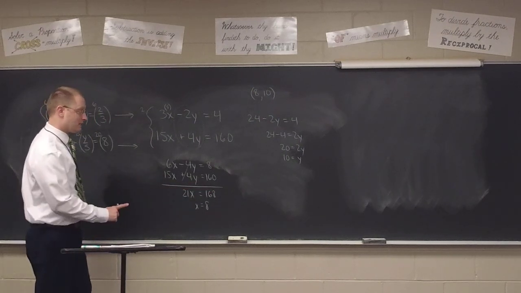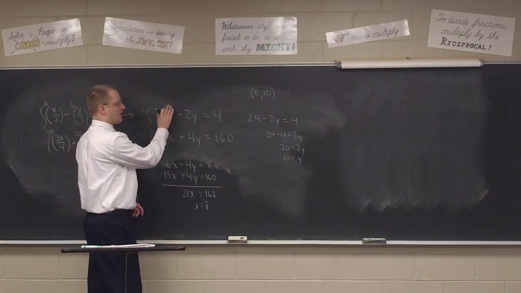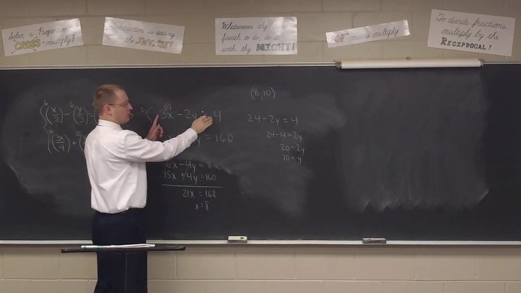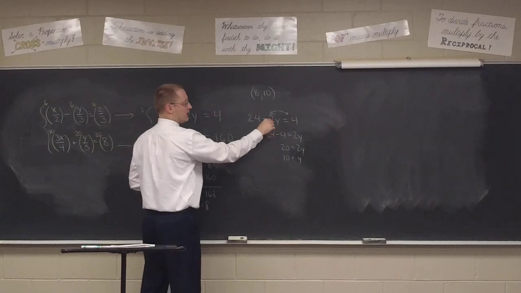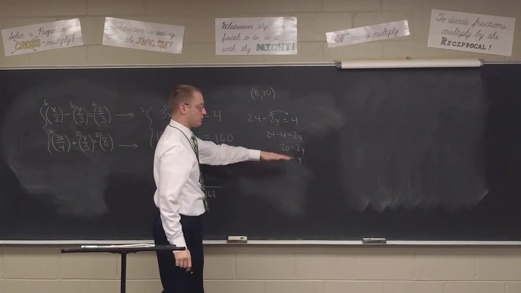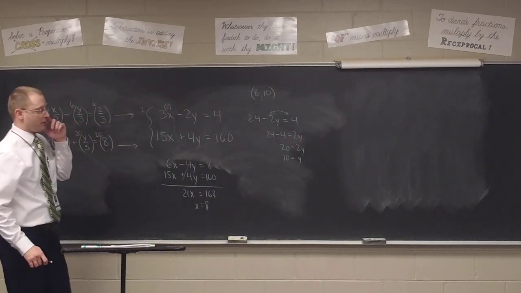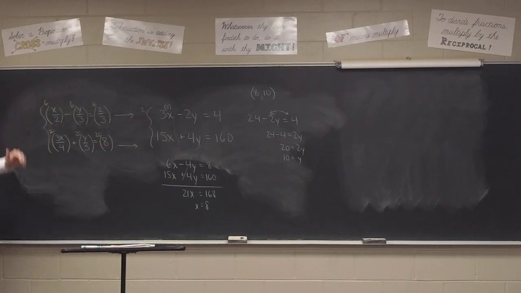X was 8. Plugged that back in here for the x. I didn't move the 20 over because I would have had negatives on both sides, and I hated that. So I did a double switch. I pulled the 4 over as the negative, set the 2y over as the positive, get 20 equals 2y, y equals 10. Could have done the other, but I just don't like negatives. So 8, 10, our answer, and is that what we had? Any questions at all on this?